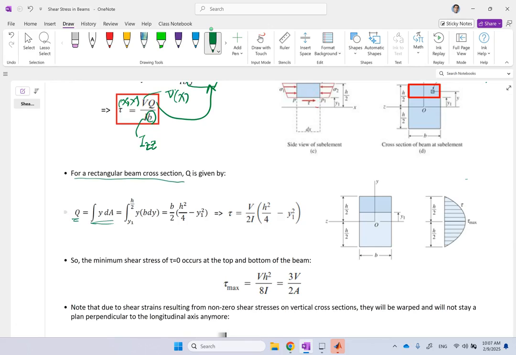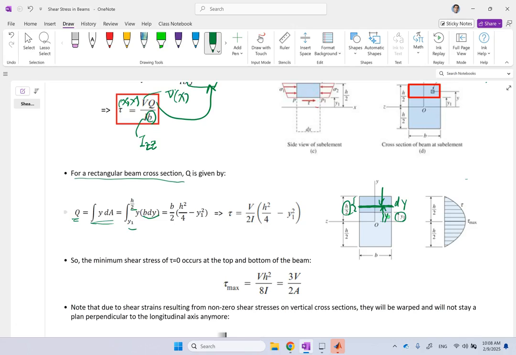Q is the integral of y dA, where dA here is basically an element like this. It has width of b, it has thickness of dy, so that is the area. The height of it is y. As I said, the thickness is dy. And then, since we only want it for this blue section, y should change from y1 to h over 2, which you can see here.